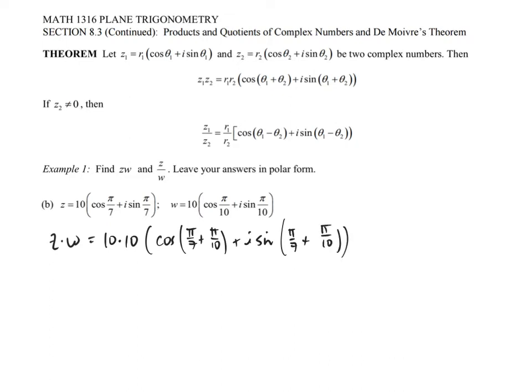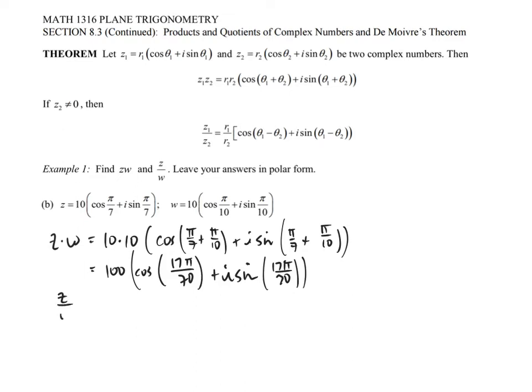And then just simplifying that, that's going to give me 100 cosine of, pi over 7 plus pi over 10 is going to be 17 pi over 70. You could use your calculator to combine those fractions if you're not sure. And then sine of 17 pi over 70 again.